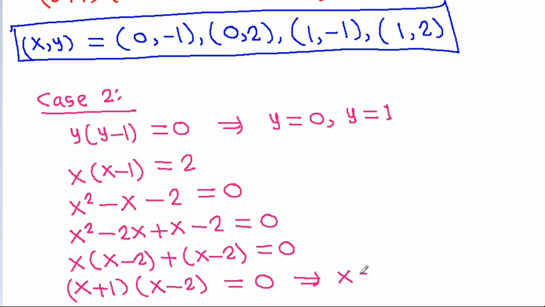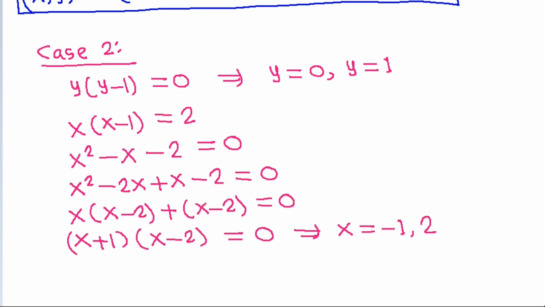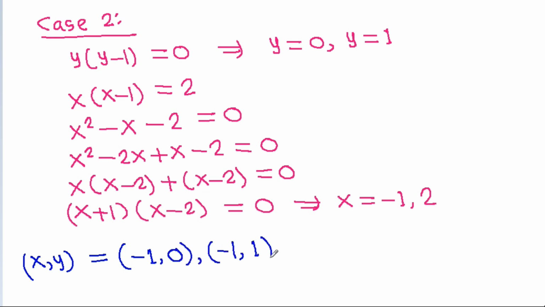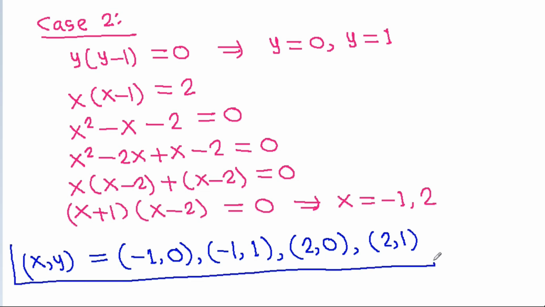So x will be equal to minus 1 and 2. So x, y, it can be equal to x can be minus 1 and y 0, and x minus 1, y 1, and x can be 2, y 0, and x can be 2, y 1. These are the other 4 values of x and y.